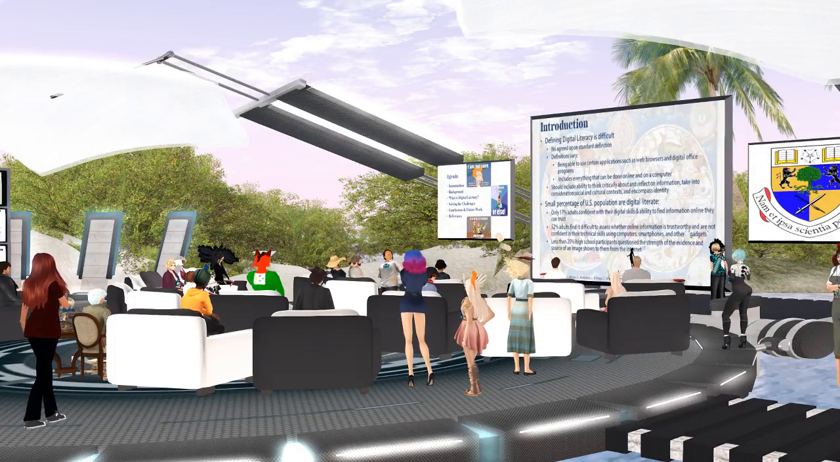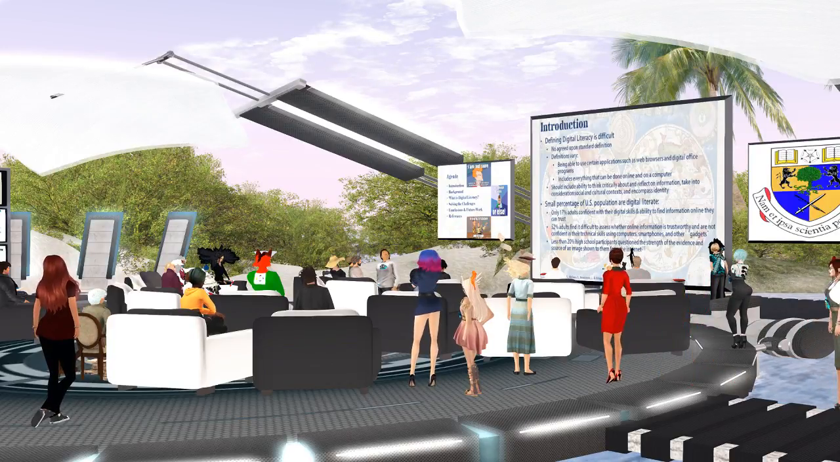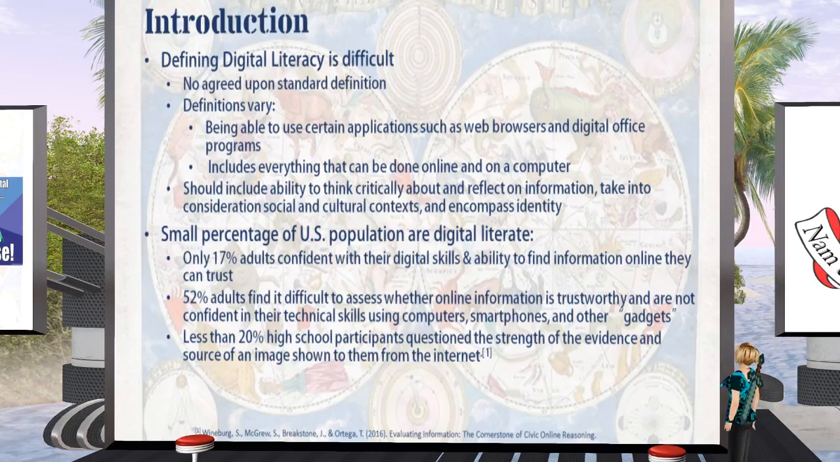So the first thing we need to talk about is the fact that defining digital literacy is very hard. There are as many definitions out there as there are atoms in the universe. Okay, well, maybe not that many, but enough to make it difficult to agree on a universal definition. Definitions vary, and I give a couple of examples that run the gamut from being able to use web browsers and office products to being able to do everything online and on a computer. But in general, the best definitions include this idea of being able to think critically about and reflect on information while considering social and cultural context as well as identity.